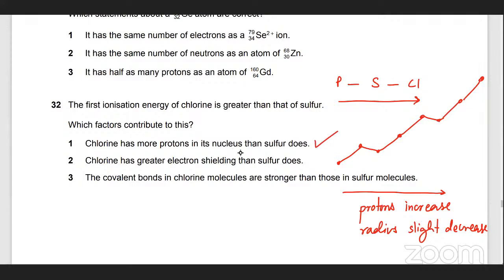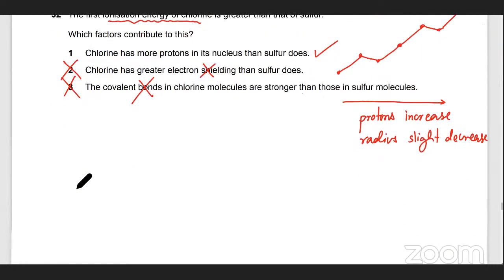That's true. Chlorine has greater electron shielding. That's incorrect. If the second one is incorrect, the third one is also incorrect. You don't even have to look at the third one. That the covalent bonds in chlorine molecules are stronger. Since we are talking about ionization energies, it deals with gaseous chlorine atoms, not with bonded chlorine atoms. You can always remember this: if the second is wrong, don't even look at the third one, save your time. The third one is also incorrect.